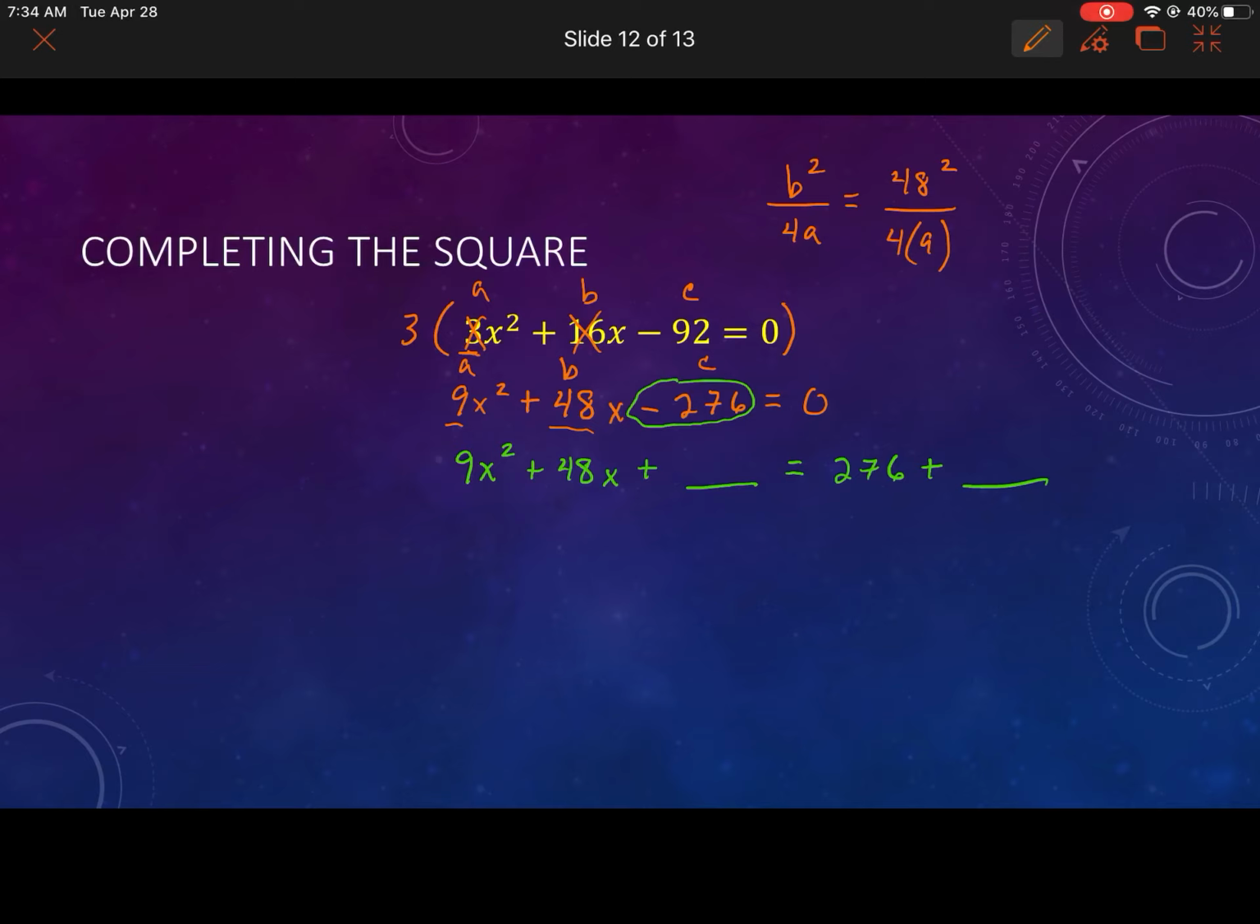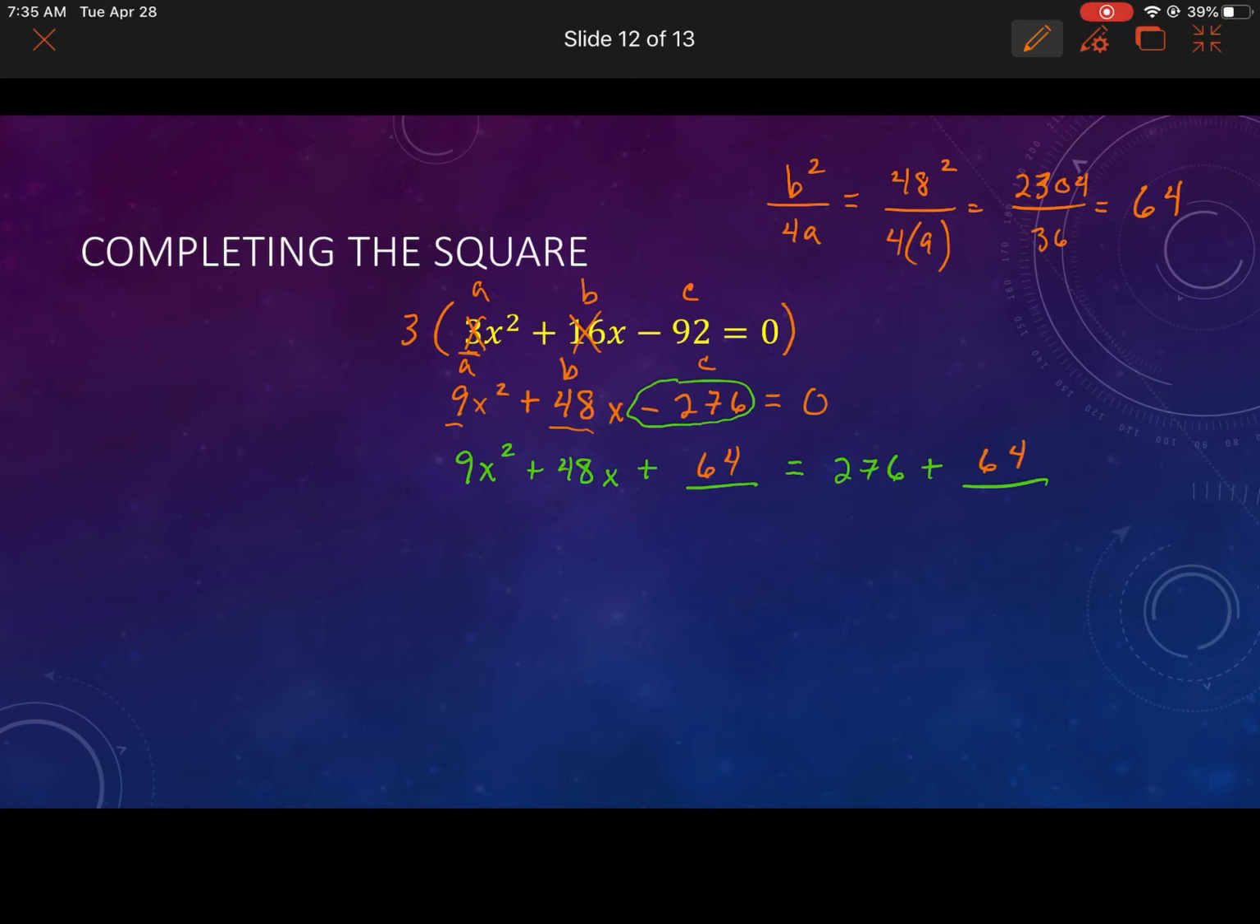All right, and that is going to be a pretty big number, but that's okay. So 48 times 48 is 2,304. And don't worry, this is going to get smaller here when we divide it. 4 times 9 is 36. So we're going to divide 2,304 divided by 36, which is going to give me 64, which is a much more manageable number. And it's a perfect square. So we're going to add that to both sides.